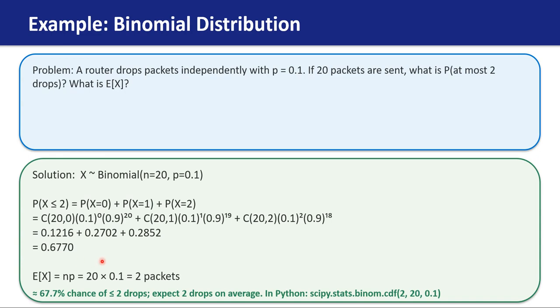Question 2, what is the expected number of dropped packets? According to the formula we discussed in the previous slide, E of X is np, which is 20 times 0.1, and this equals 2 packets. So on average, we expect 2 drops out of 20. For large n, summing these terms by hand is tedious. We usually use software or approximations.